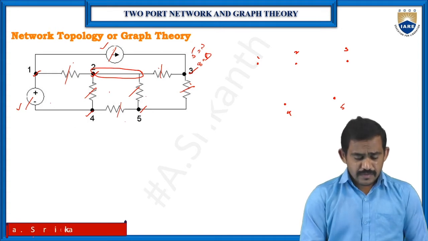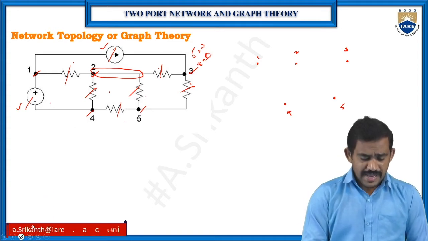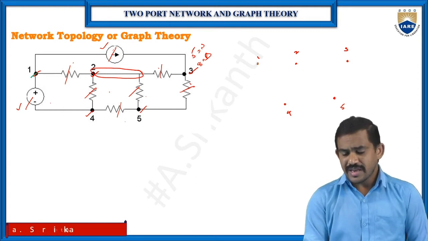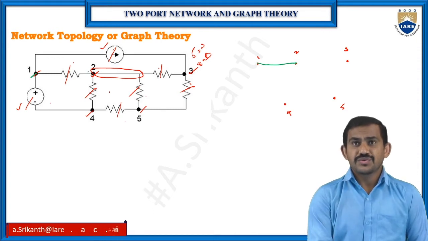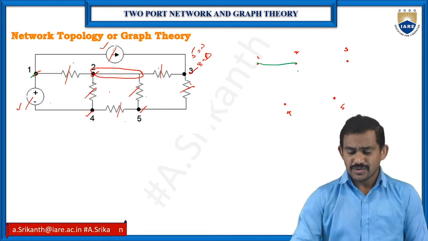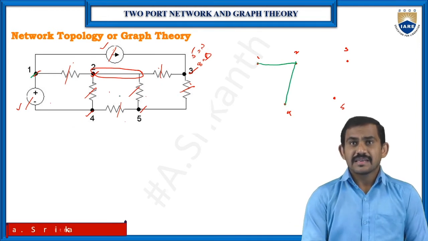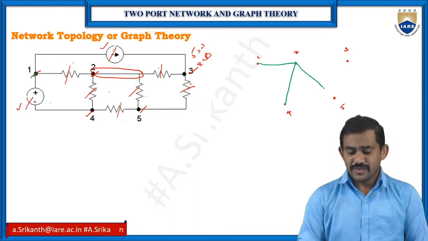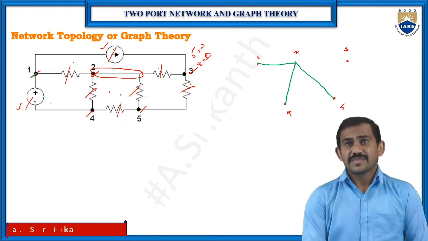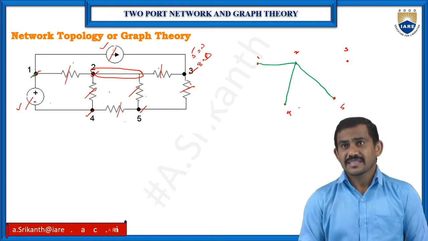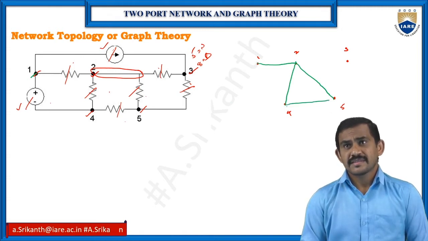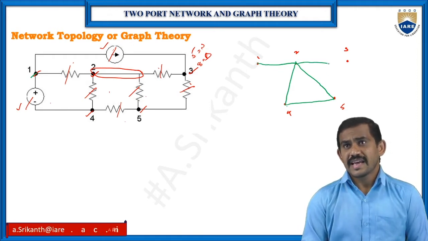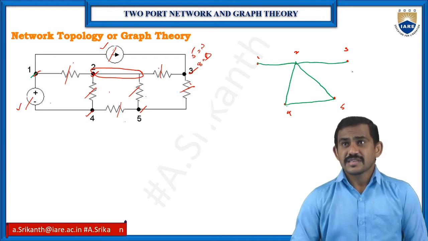Now check it. Between 1 and 2, I have a resistor, so I have one line. Between 2 and 4, I have a resistor, so one line. Between 2 and 5, I have a line. Between 4 and 5, I have a resistor, same thing, I have a line. Between 2 and 3, I have a resistor, so one line. And between 3 and 5, one resistor.